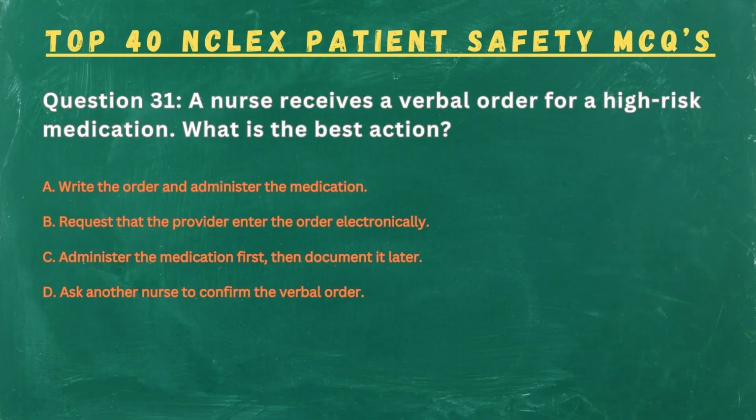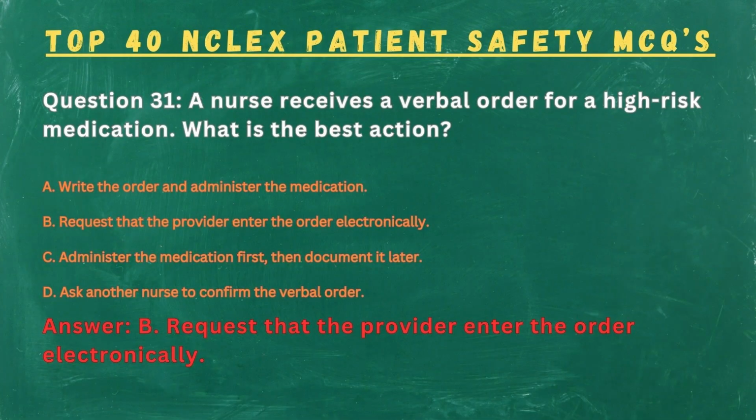Question 31. A nurse receives a verbal order for a high-risk medication. What is the best action? A. Write the order and administer the medication. B. Request that the provider enter the order electronically. C. Administer the medication first, then document it later. D. Ask another nurse to confirm the verbal order. Answer. B. Request that the provider enter the order electronically.